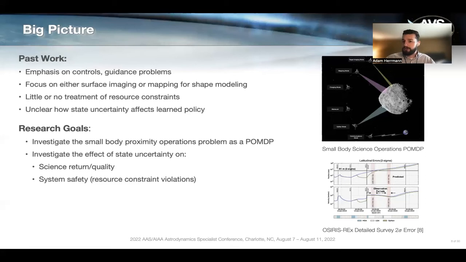So what are some of the research goals longer term? Well, investigate the small body proximity operations problem. How do you formulate it? How do you formulate it starting as an MDP? How do you include the state uncertainty and solve the problem? And then what's the effect of this state uncertainty on the science return and the quality, the system safety? How does it impact your learned policy? These are the kinds of things that we'd like to look at.